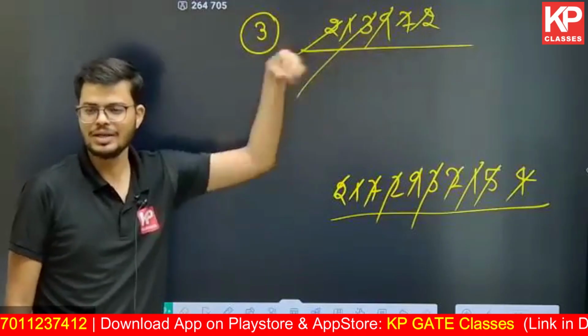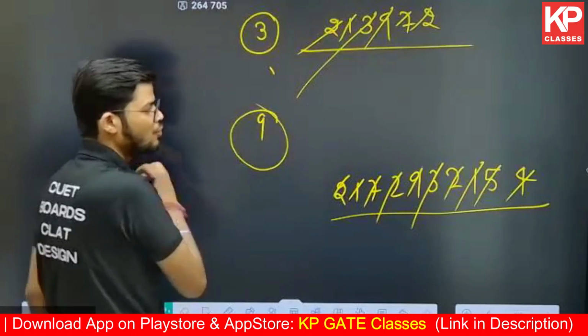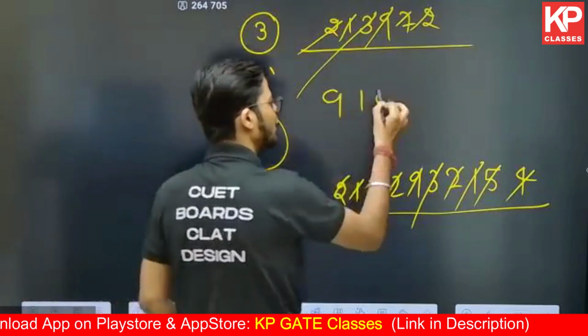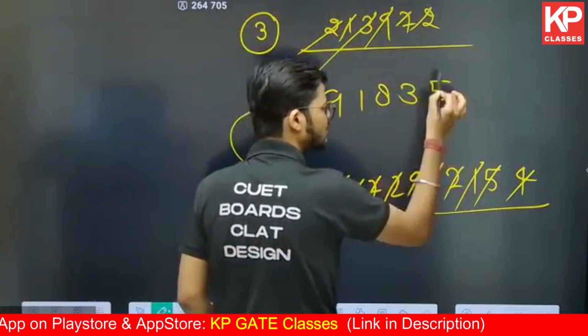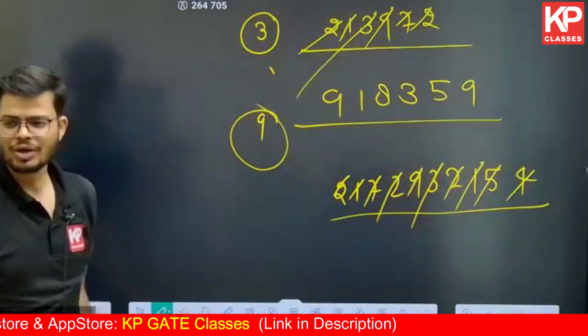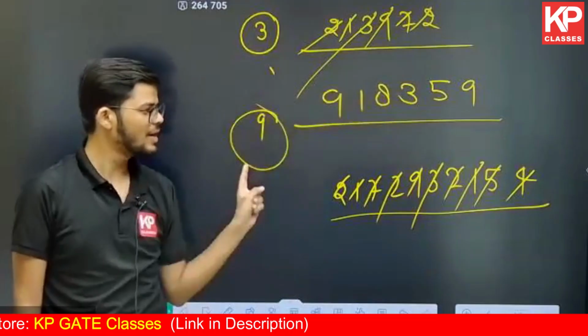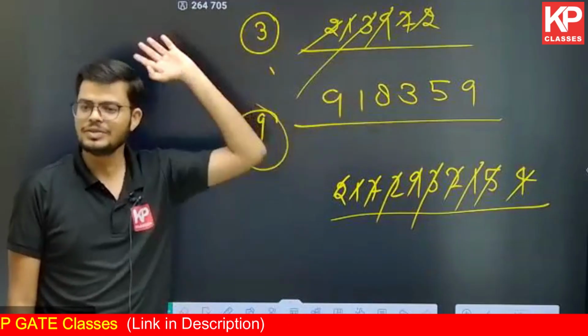If the number is divisible by 3, the whole number will be divisible. And this rule is the same for 9 also. For example, say the number is 9, 1, 8, 3, 5, 9. Is this number divisible by 9 or not? I will add all these numbers. If the sum of the digits is divisible by 9, the complete number will be divisible by 9.